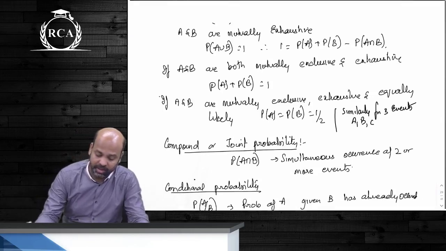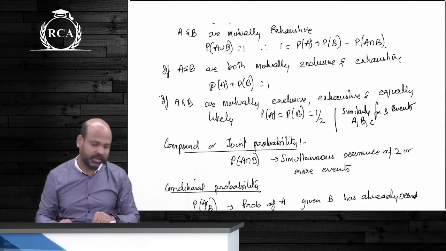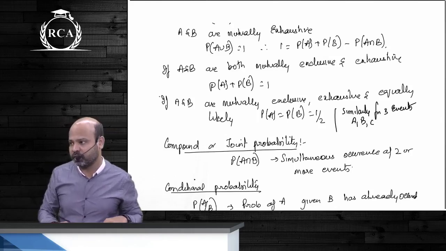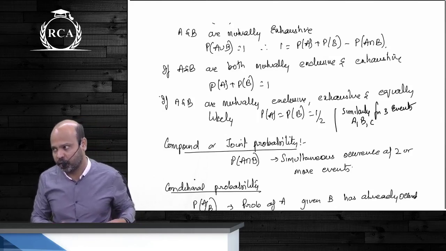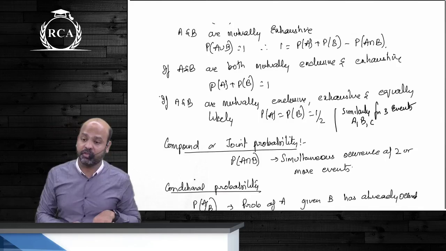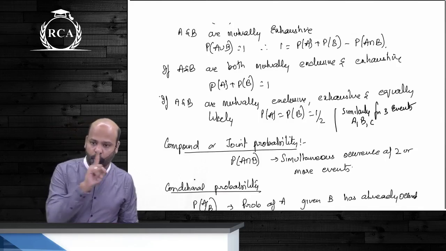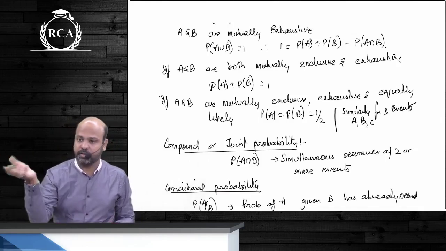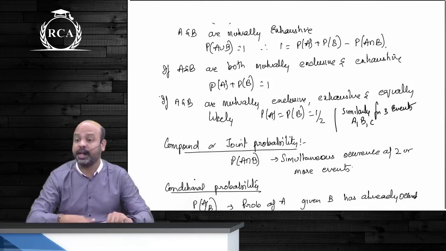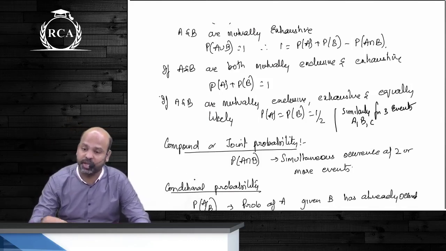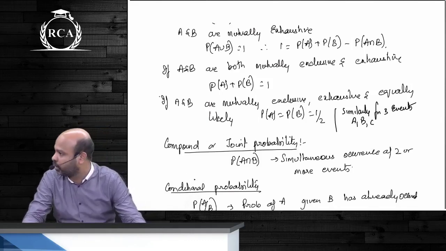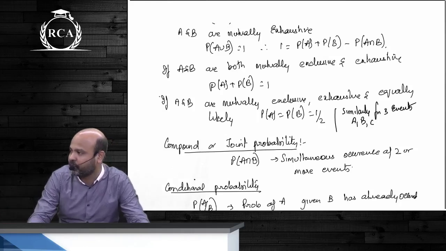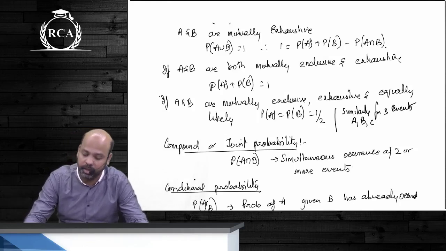Okay. After that, if the 2 events are mutually exhaustive, as I told you before, the probability of A union B will be equal to 1. If there are 3 events which are mutually exhaustive, the probability of A union B union C will be equal to 1. If 3 events are both mutually exhaustive and exclusive, 1 is equal to P of A plus P of B plus P of C. The next part won't come. Why won't it come? They are mutually exclusive. If they are exclusive, will all the intersections be equal to 0? Yes. If they are equally likely, exclusive and exhaustive, P of A will be 1 by 3, P of B will be 1 by 3, P of C will be 1 by 3.